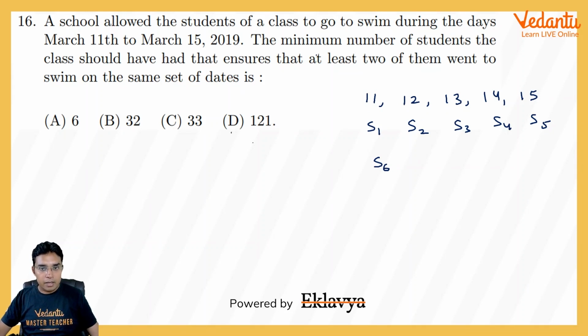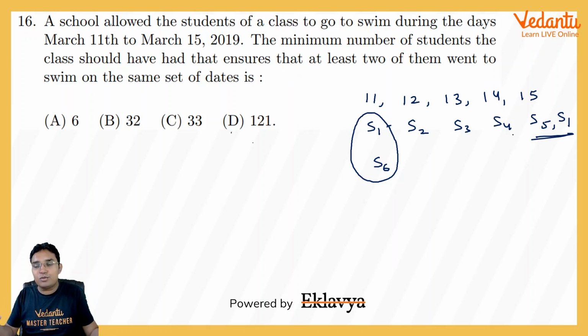But what they are saying is the minimum number of students the class should have had that ensures that at least 2 of them went to swim on the same set of dates. So it looks like S1 and S6 are going on the same date. But is it not possible that S1 also goes on this date also? Because the swimming pool is big, any number of students can go there. So here S1 and S5 are going on this 15th of March, but S6 is not going. So we cannot claim that these 2 students, S1 and S6, are going to swim on the same set of dates. Then what is the meaning of this question? Please understand.